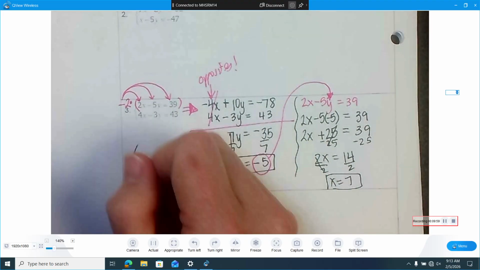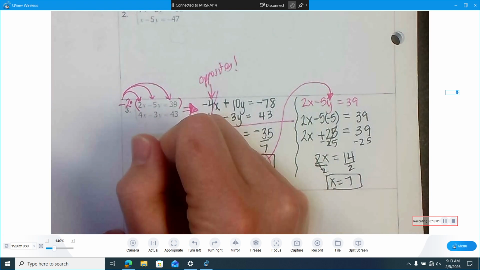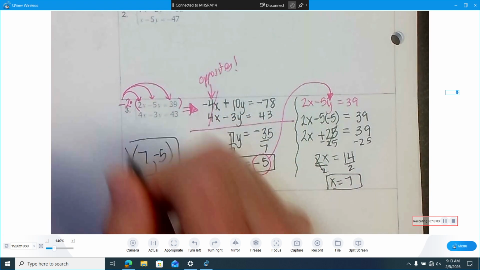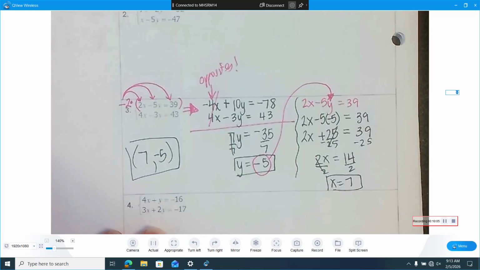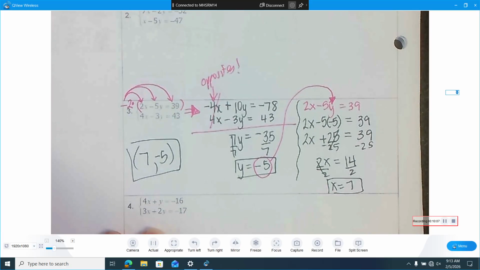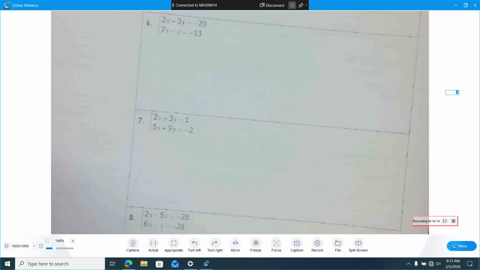All right, what's our ordered pair? Good. 7, negative 5. Beautiful. All right, how do you feel about this? Give me a thumb. All right, let's turn the page and do maybe 2.